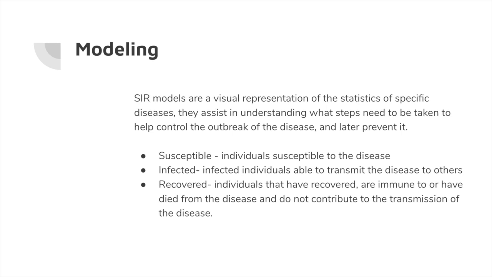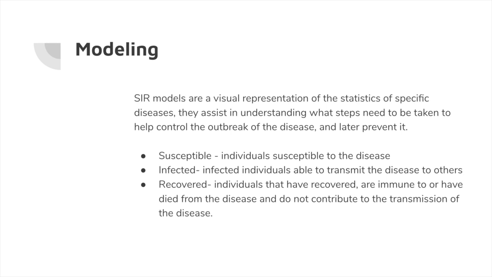So, SIR models are a visual representation of the statistics of specific diseases. They assist in understanding what steps need to be taken to help control the outbreak of the disease and later prevent it, as well as just a visual way of looking at the spread of a disease in terms of the population percentage.